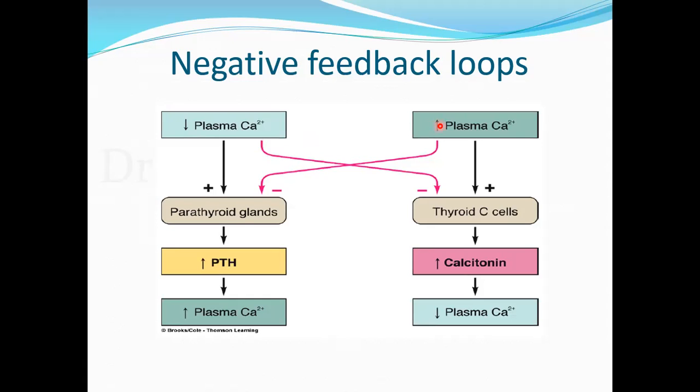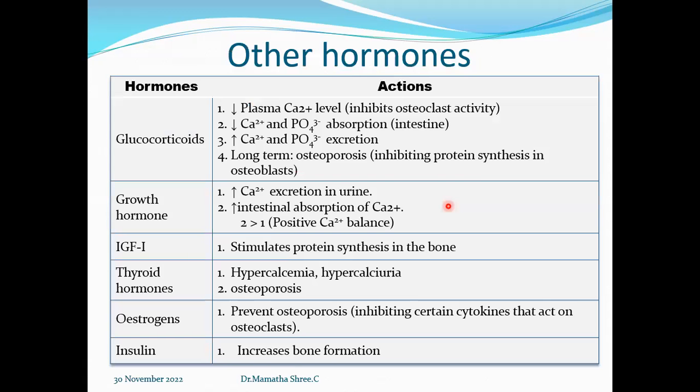Whenever there is an increase in plasma calcium, there is activation of thyroid C cells or parafollicular cells, which release calcitonin, which will decrease the plasma calcium. But it will inhibit parathyroid glands. Therefore, there is decrease in the plasma calcium. But whenever there is decrease in plasma calcium, it stimulates parathyroid gland and it inhibits thyroid cells. So these are the negative feedback loops to maintain the normal calcium levels.